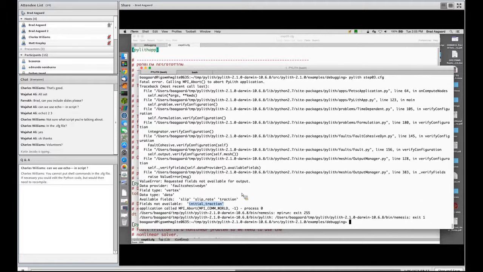Looks like Katie's going to volunteer. Oh, we got a couple people volunteering. Great. So Katie and Will are going to take a stab here.